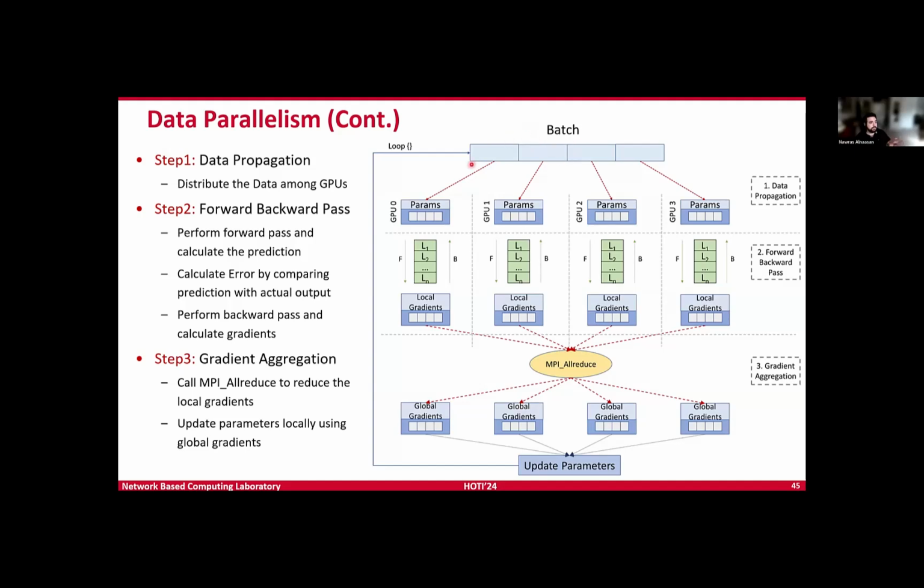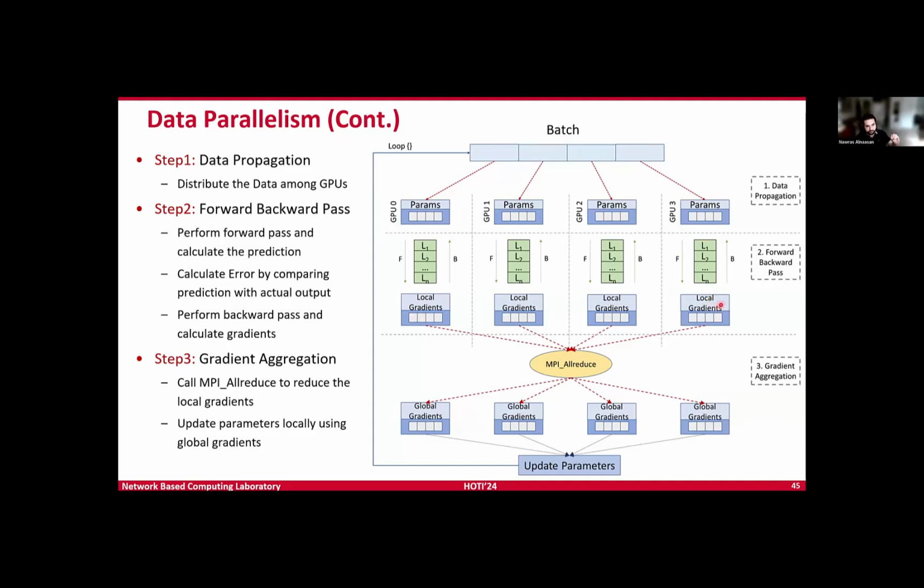The first step, we have the data propagation. We said we're going to split the data. So we're going to take a batch from the data set and split it into mini batches. Each GPU is going to get different data samples. In this case, we have 4 GPUs, and each GPU will have a replica of the parameters of the model. Based on the data we got and the parameters that we have, we're going to do the forward pass, get the output, calculate the loss, and then do the backward pass to get the gradients. Now we have the local gradients on each machine or each GPU.